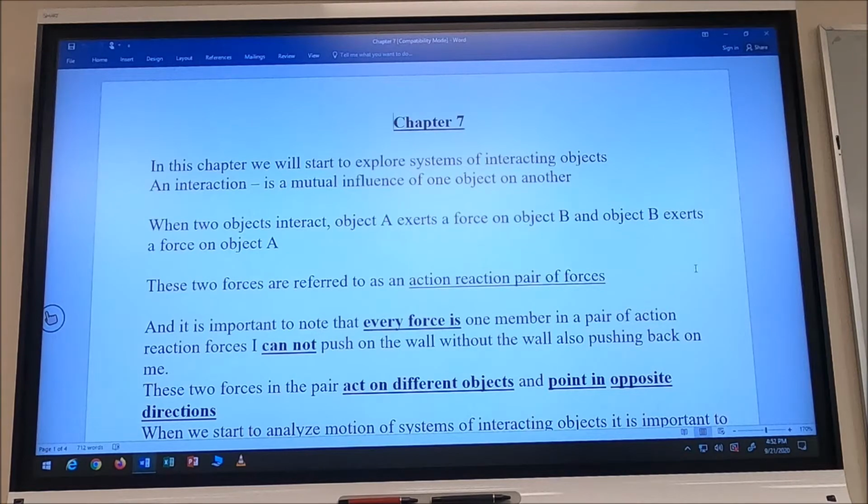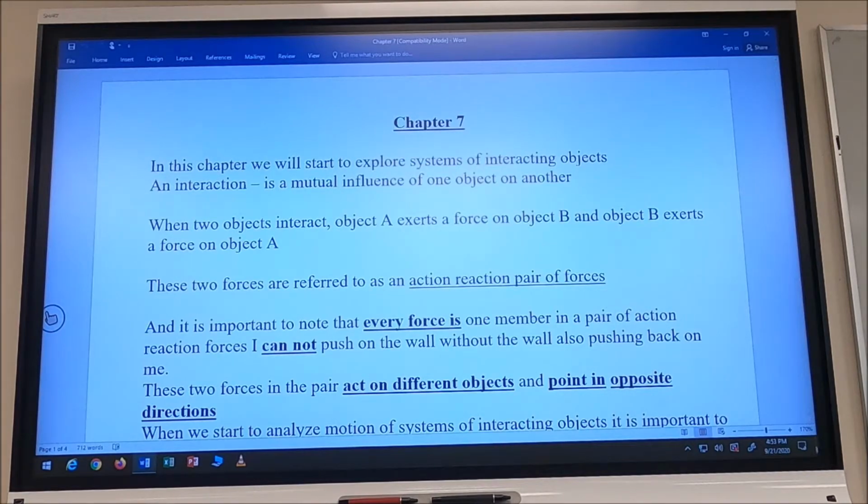An interaction is a mutual influence of one object on another. When two objects interact, object A exerts a force on object B, and object B exerts a force on object A. Every force is part of a two-force pair called an action-reaction pair of forces. It's very important to remember that you can't have a force without an agent and something that's experiencing the force, but that if I push on something, it's going to push back on me. So notice, I push on the wall, the wall pushes back on me. So there are two forces in the pair, they act on different objects, and they point in opposite directions. We'll formalize that in just a minute.